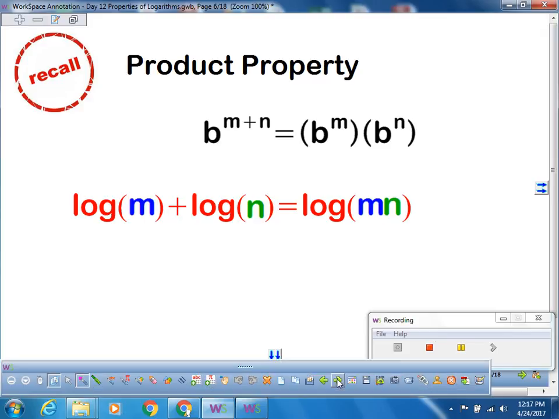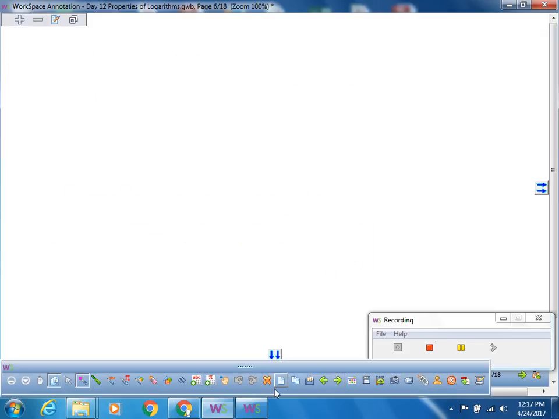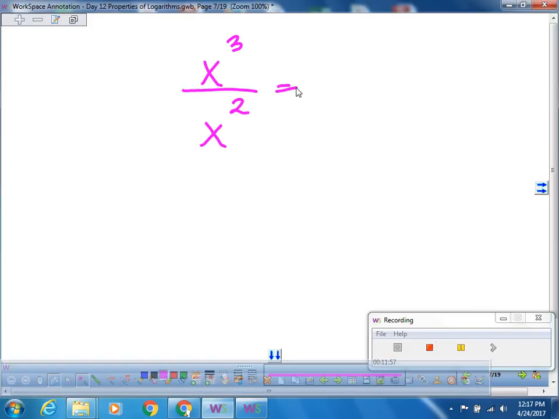All right, here's another one. So if I have x cubed over x squared, correct? I subtract them, so it's just like having 3 x's and 2 x's. I can get rid of 2 of them, or I could rewrite it like this.